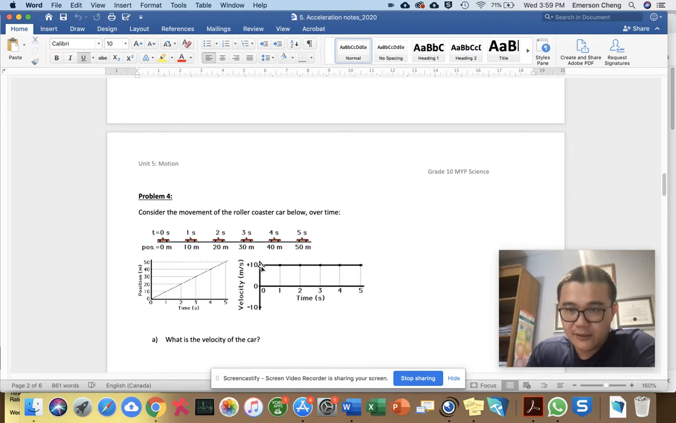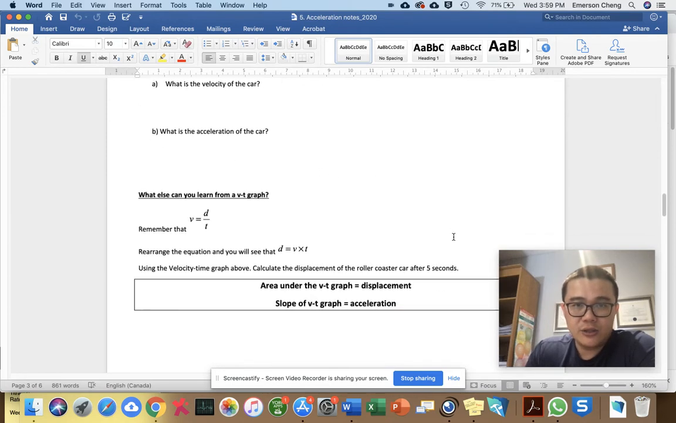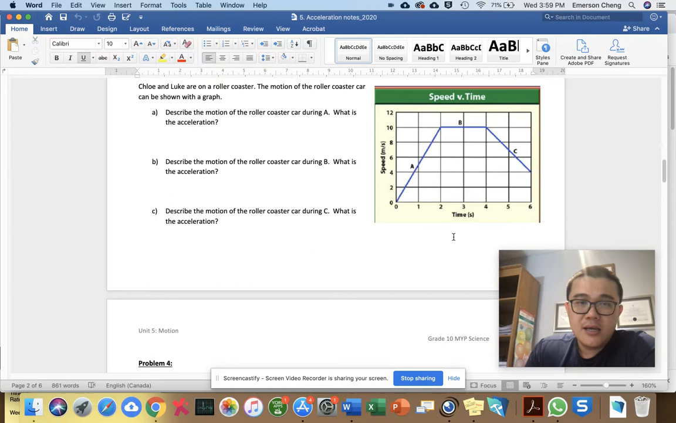Okay, so that's why the VT graph looks flat like this. So the acceleration is 0. Okay, the slope is 0. But the area underneath, 5 times 10 is 50. And lo and behold, the displacement itself is 50. Okay, so make sure you know this equation. And you're going to practice doing that a lot.